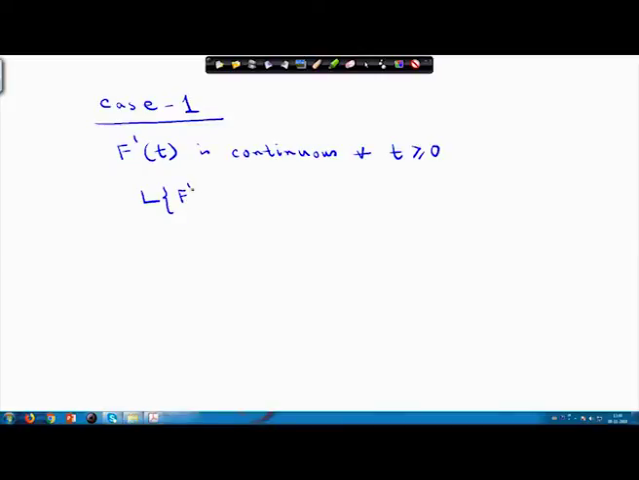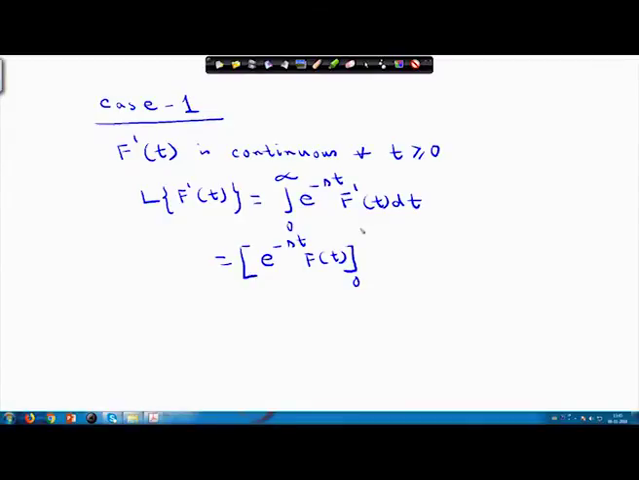Then the Laplace transform of f dash t, from the definition of the Laplace transform, equals the integral from 0 to infinity of e power minus s t into f dash t dt. You can break it by parts: e power minus s t into f(t), with t varying from 0 to infinity, plus s times the integral from 0 to infinity of e power minus s t into f(t) dt.